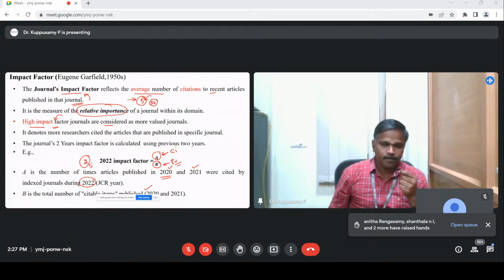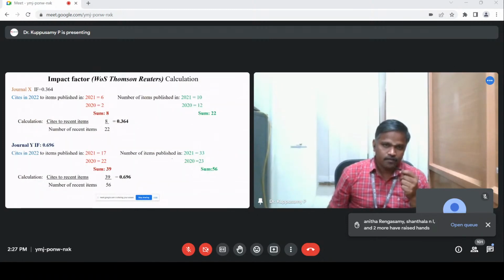you the impact factor. So there will be two types of impact factors available. One is 2 years impact factor and 5 years impact factor. So this is the same thing I have given here. For your reference, I will share the slides. You can go through it after this session.